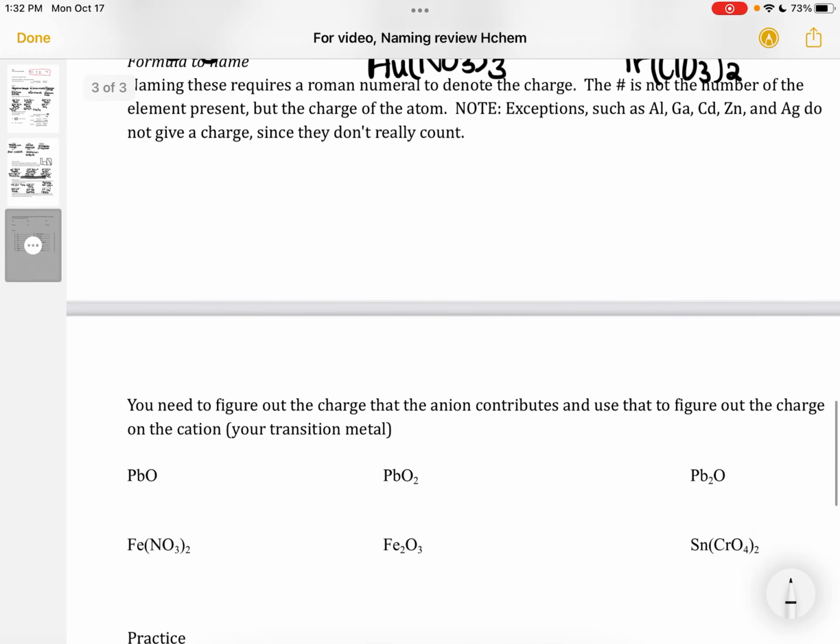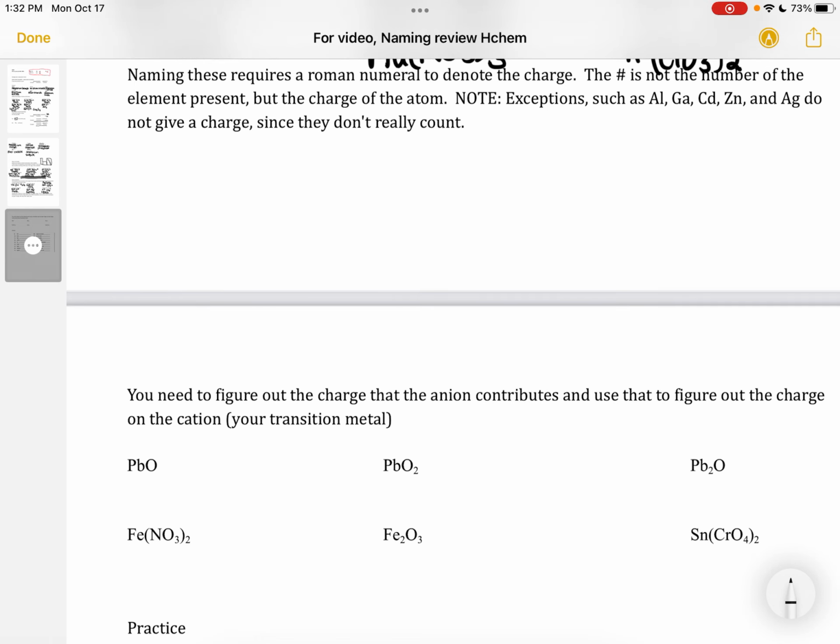So next, going from formula to name. Just a reminder, even though zinc, cadmium, aluminum, gallium, and silver are all technically transition metals, they have a known charge, so they do not need Roman numerals. When you are naming a transition metal compound, you are not putting the number of them in the parentheses.